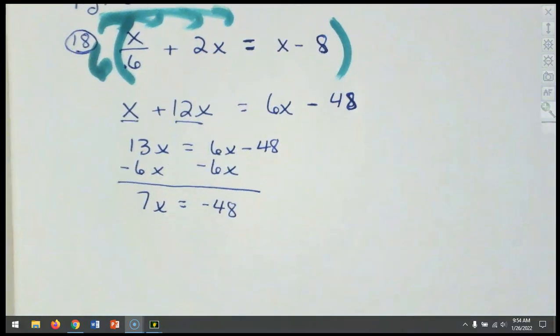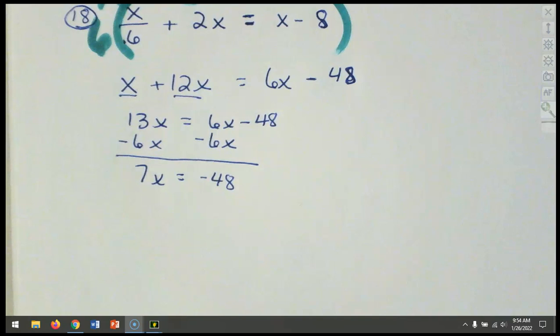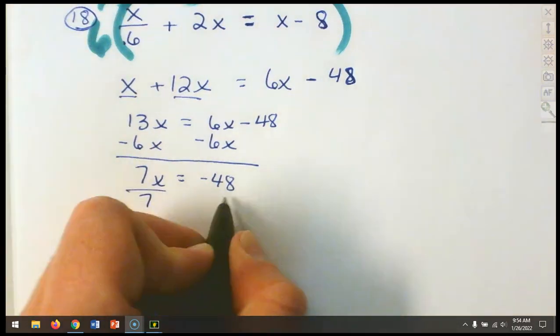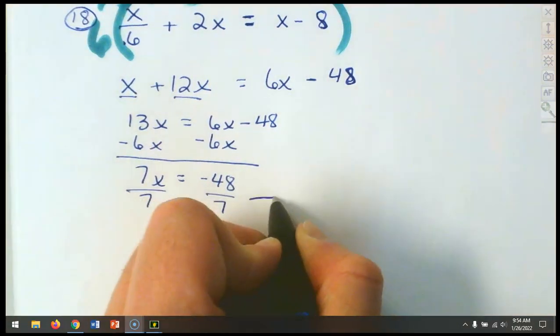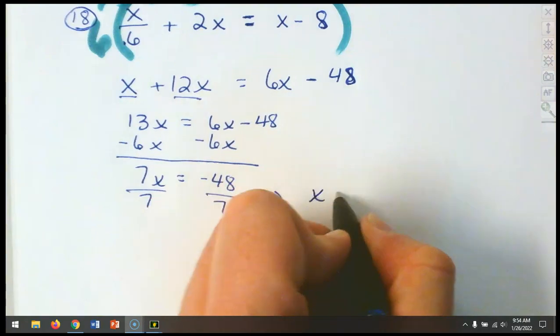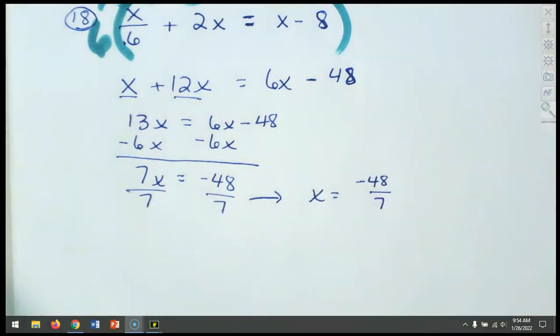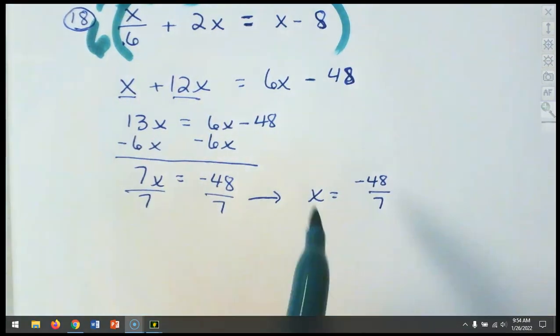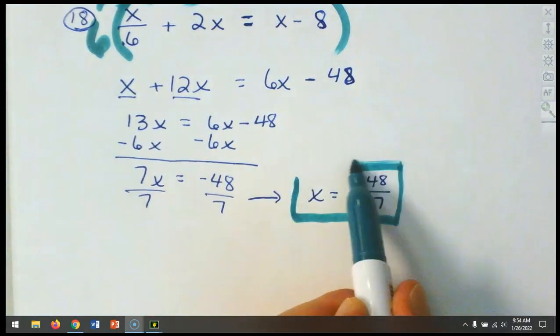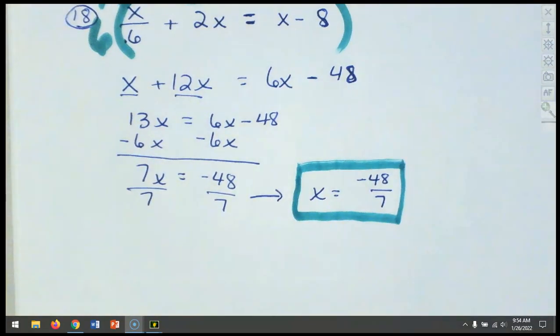They do not always come out to be whole numbers on these. So it can be a fraction. This one comes out to be a fraction. So what do we do? We divide by 7. And that leaves us with our answer: x now equals negative 48 over 7. So there's your final finished answer.